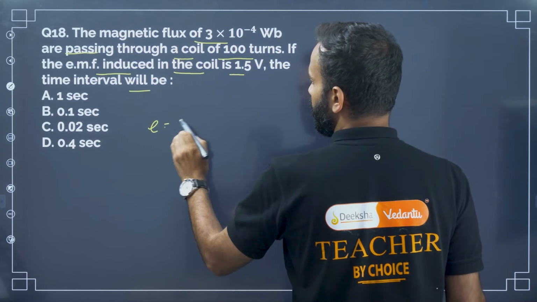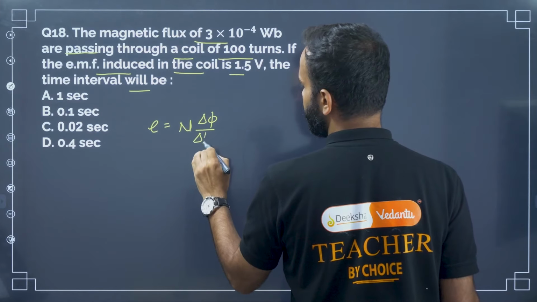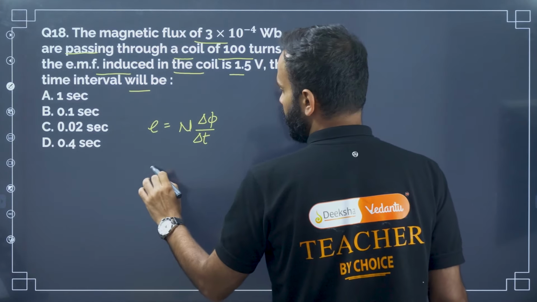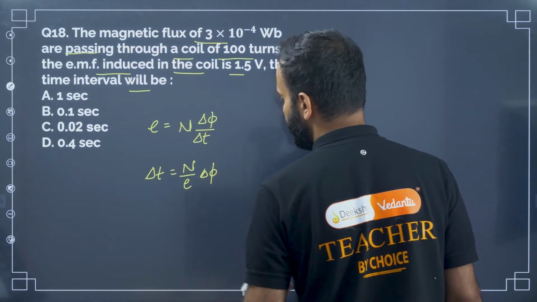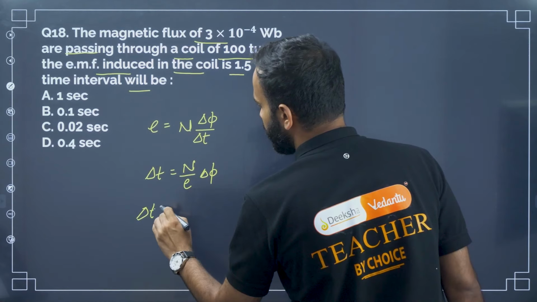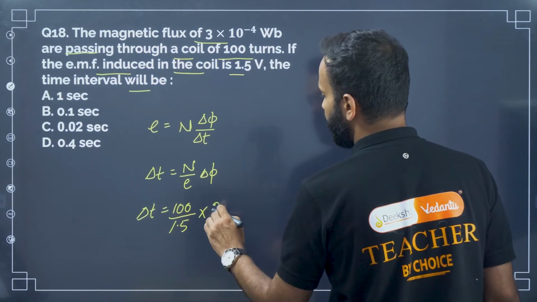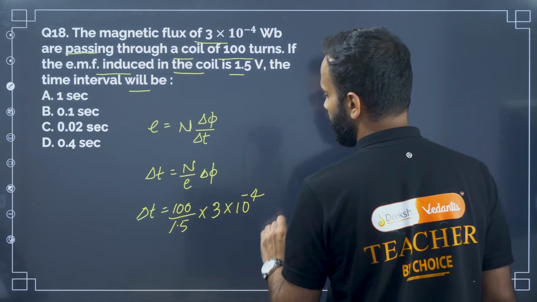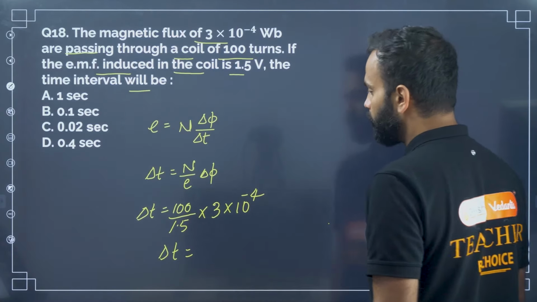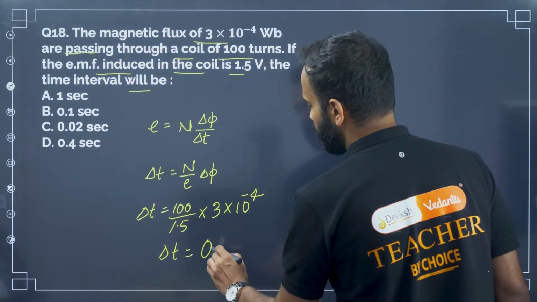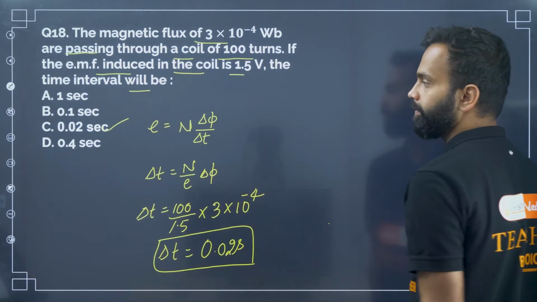So EMF induced in the coil E equal to magnitude of N into delta phi divided by delta T. That is change in magnetic flux over change in time. Now delta T is equal to N into delta phi divided by E. Delta phi is change in magnetic flux. So now delta T is equal to 100 into 3 into 10 to the power minus 4 divided by 1.5. 3 by 1.5 is 2, so 200 into 10 to the power minus 2... that is, 2 into 10 to the power minus 2, that is 0.02 second. The correct option is C.